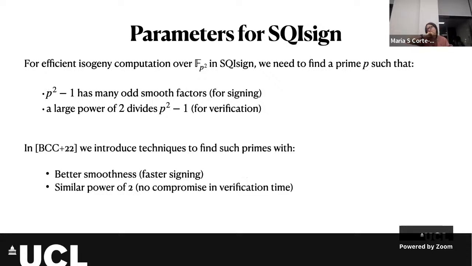In joint work with Giacomo Bruno, Craig Costello, and others, we introduced techniques to find such primes, and we managed to get better smoothness. So this corresponds to hopefully faster signing. And we managed to get a similar power of 2, so we don't compromise in the verification time. These methods for finding parameters were then also used for the NIST standardization. And so here we managed to achieve faster signing. So how about verification?